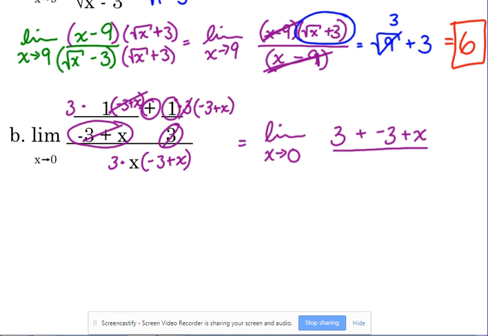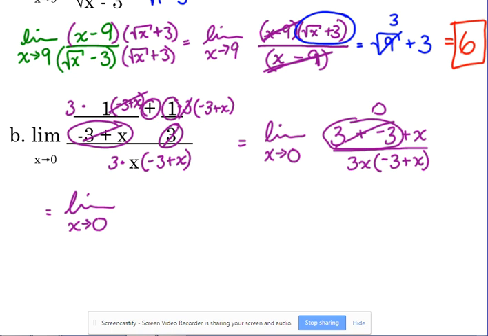And then, you know what? I'm not going to multiply anything out down here. I'm going to leave it in factored form because I don't know exactly what's going to happen until I simplify the numerator. So speaking of simplifying the numerator, 3 plus negative 3 is 0. So I still haven't evaluated my limit. Still got that limit notation. As x approaches 0, we've got just x in the numerator. We've got 3x times negative 3 plus x in the denominator. Well, guess what? We can cancel those x's right there. So once again, we've eliminated the problem.